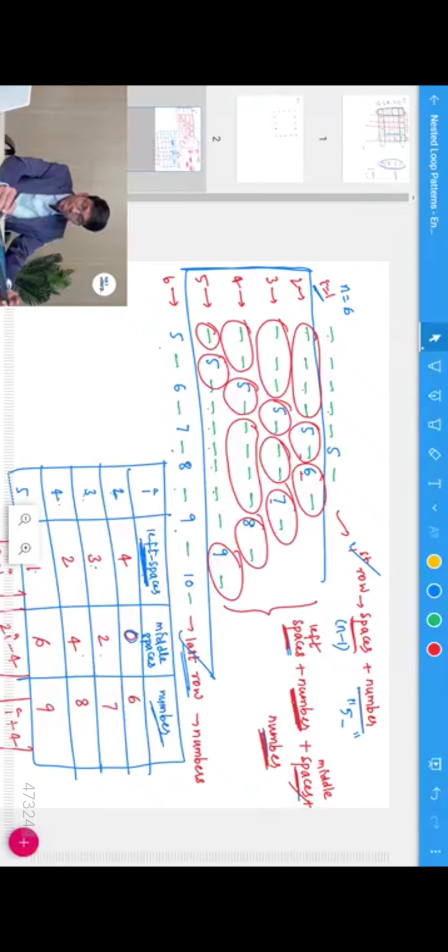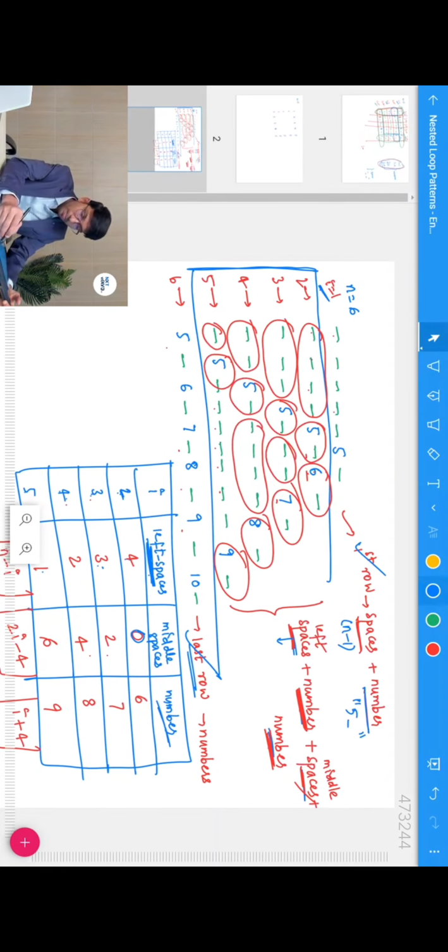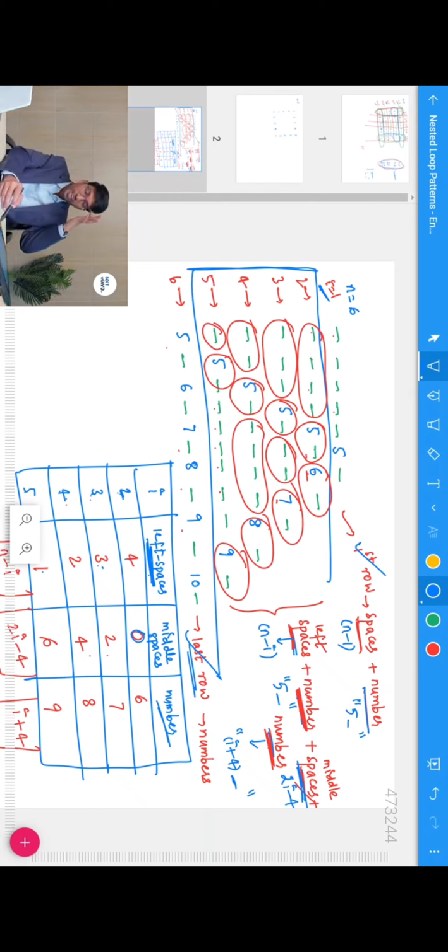So left spaces plus starting number. This is always, left space is nothing but N minus I. Starting number is always 5 and a space. Middle space is nothing but 2I minus 4. And the last number is nothing but I plus 4, followed by a space. So this is the middle row for any given I.